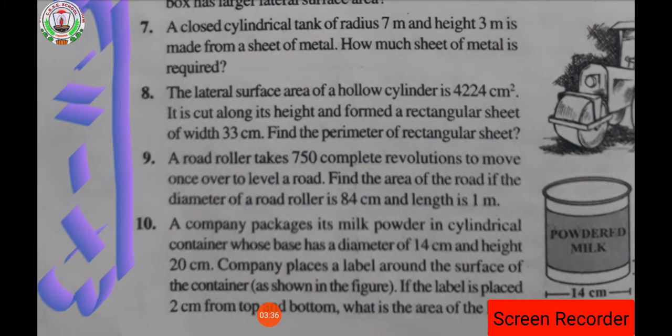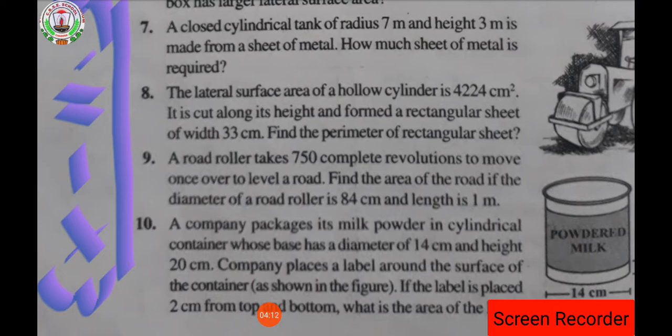Next, question number 9: a roller takes 750 complete revolutions to make one pass over to level a road. Find the area of the road, if the diameter of the roller is given as 84 and its length, that means its height, is given as 1 meter. Using this we have to find the area of the road.